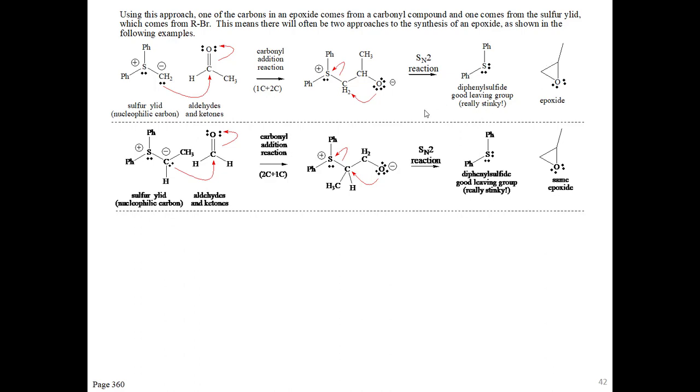And that means I can actually switch this around. So I could do this in a different way. I could put the 2 carbons on this side with the sulfur and the 1 carbon on the side with the C double bond O. And if I attack in here, I can close back down on that carbon, kick off the diphenyl sulfide, and I get exactly the same compound. So there's more than one way to do some of these reactions. It's just a matter of how you choose to do it.